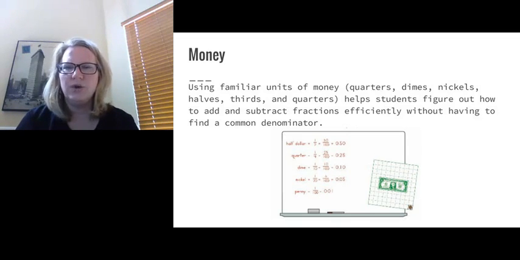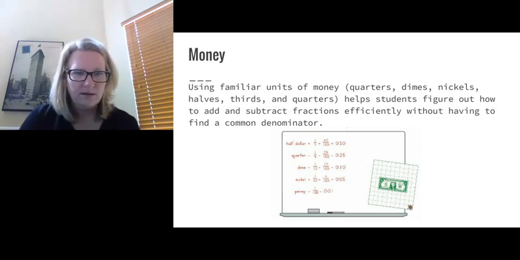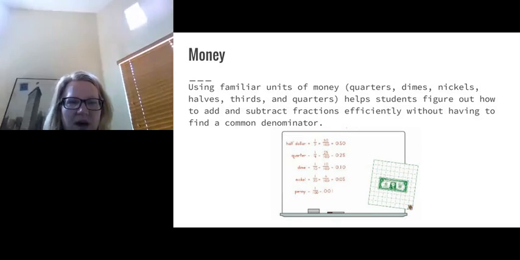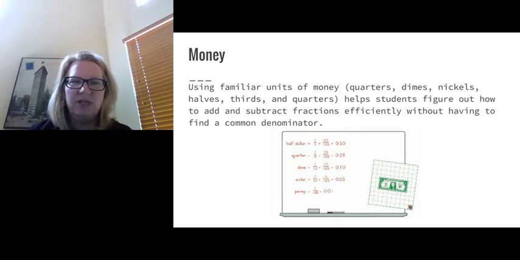A quarter is 1/4 of a dollar, and it also can be represented as 25 100ths. A dime is 1/10, and that is also 10 100ths. A nickel is 1/20th of a dollar. It's also 5 100ths, because 5 will go into 5 one time and will go into 100 20 times. And then we have a penny, which is 1 100th.